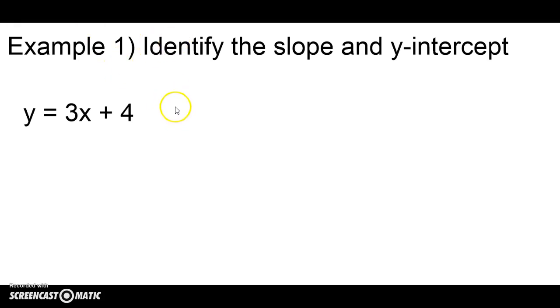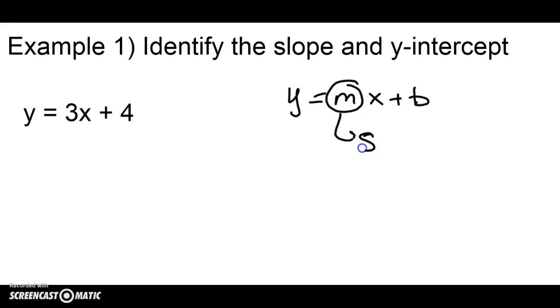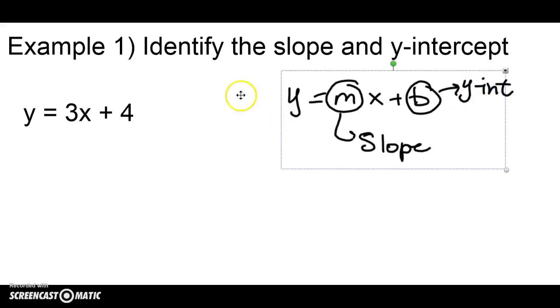Example 1 says to identify the slope and y-intercept. What I did is I gave you an equation, y equals 3x plus 4. If we go back to what the slope-intercept form is, y equals mx plus b, we know that m is the slope and b is the y-intercept. You can see just how creative mathematicians were when they came up with this name.